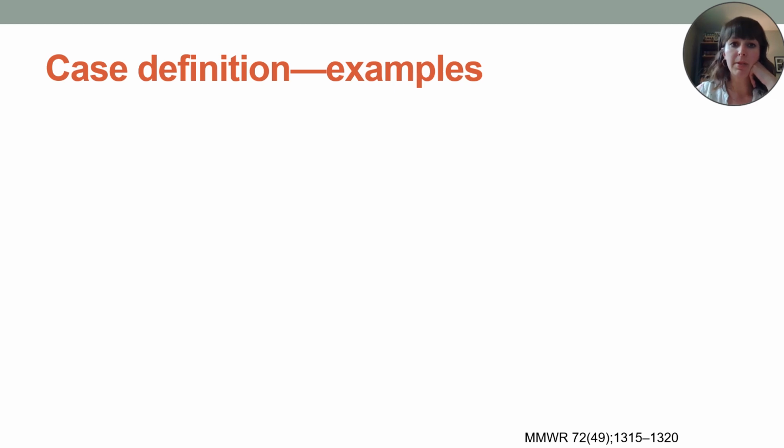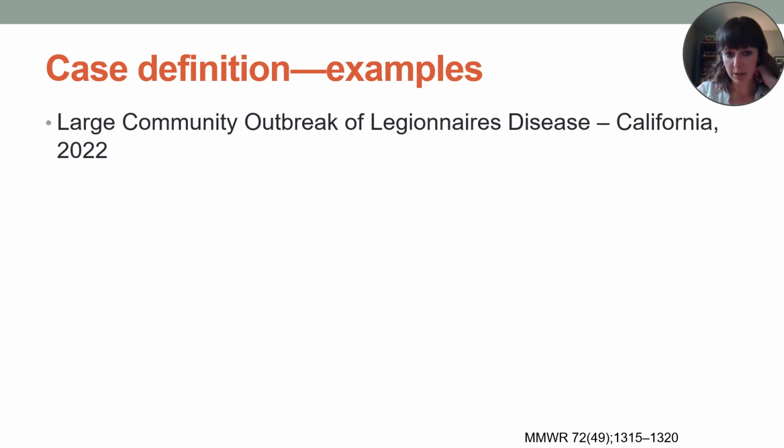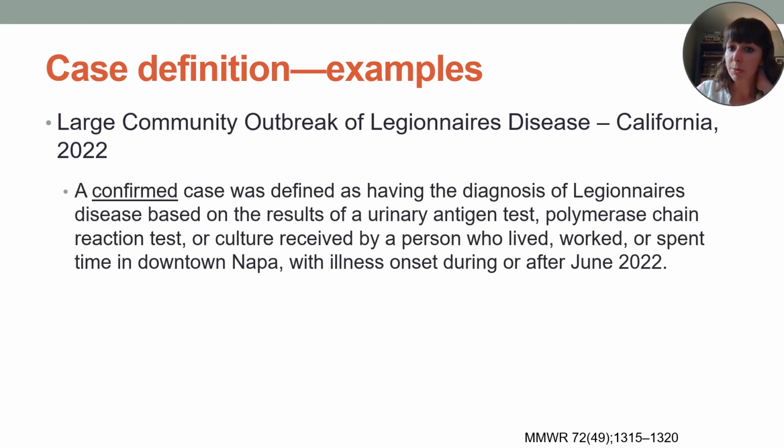So here's one example of a case definition that includes these kinds of levels of certainty. This was an outbreak of Legionnaire's disease in Napa, California from 2022, where they distinguished between confirmed and suspected cases. In this outbreak, the investigators defined a confirmed case as having the diagnosis of Legionnaire's disease based on the results of a urinary antigen test, polymerase chain reaction test, or culture received by a person who lived, worked, or spent time in downtown Napa with illness onset during or after June 2022.